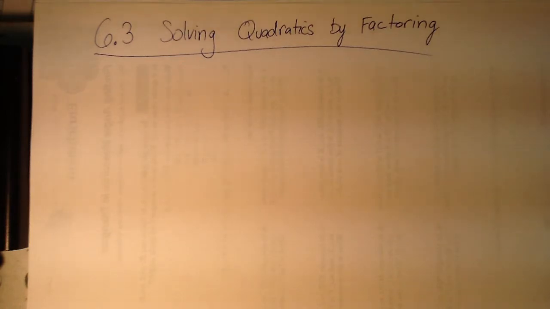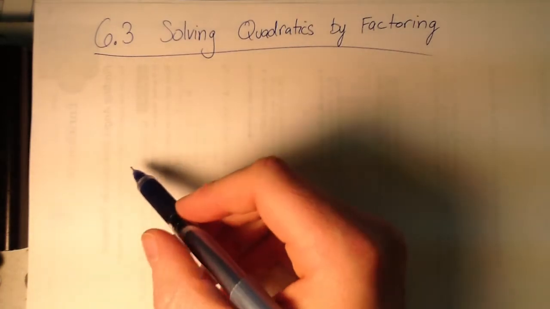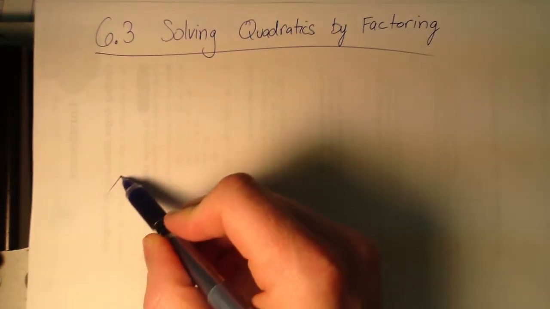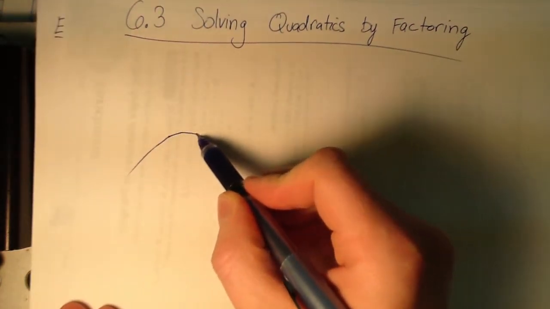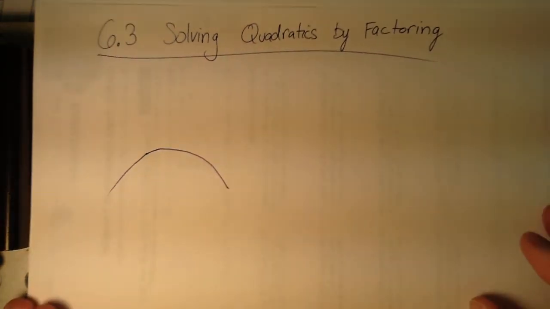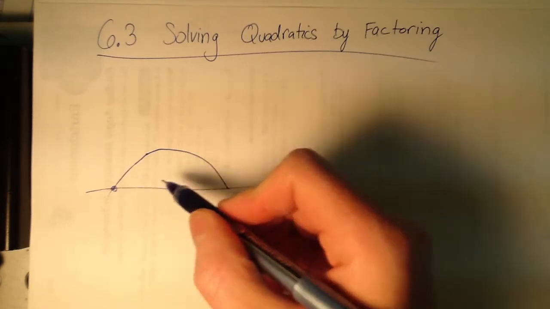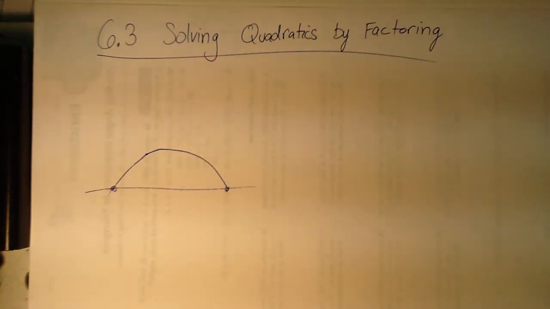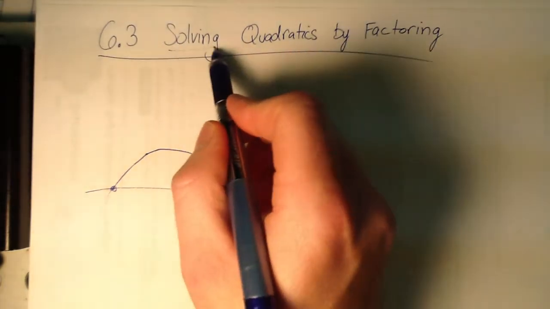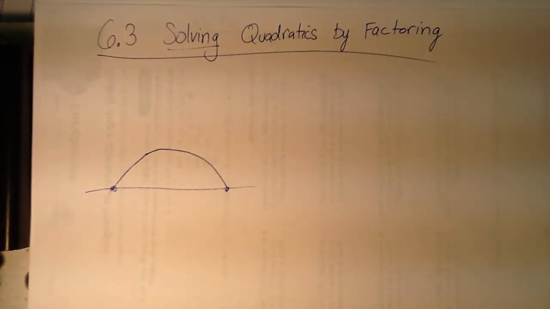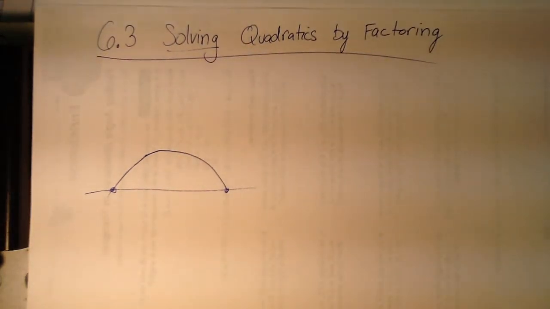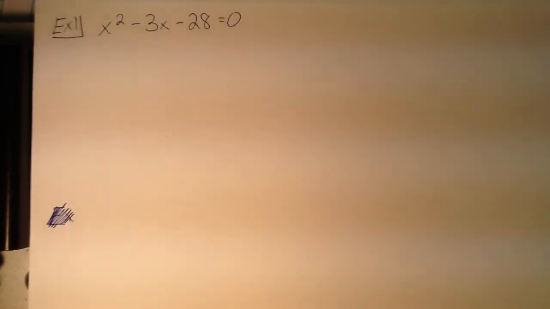Solving the quadratics by factoring, I think you're going to have some fun with this. If you've ever played Angry Birds, it's exactly what you're doing. You're shooting something in a parabolic path and trying to hit a target. What we're going to be worried about is putting that on a graph and figuring out where our parabola crosses the x-axis. And that's where the solving comes into play. So let's dive into an example and see where we can get.